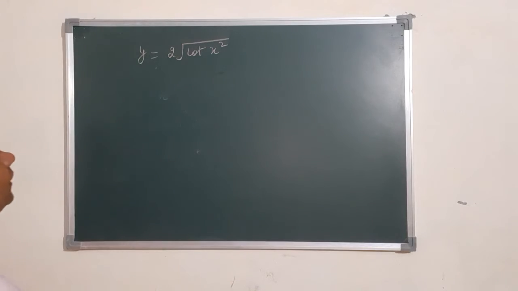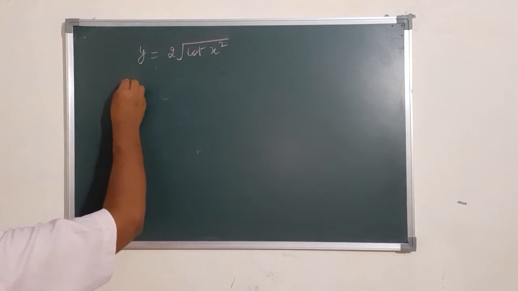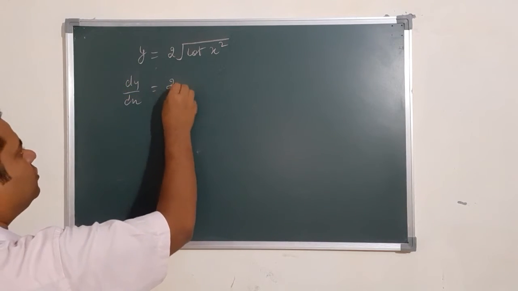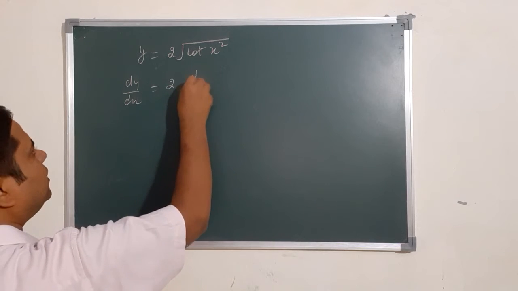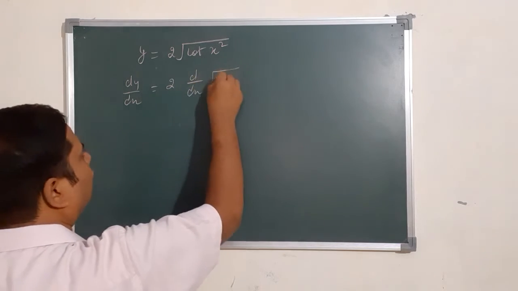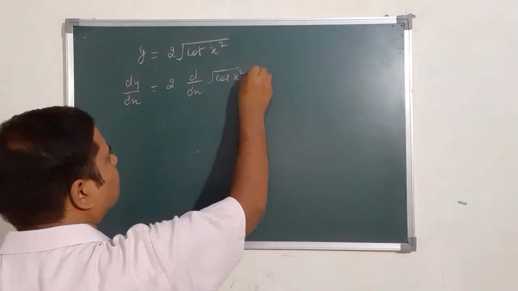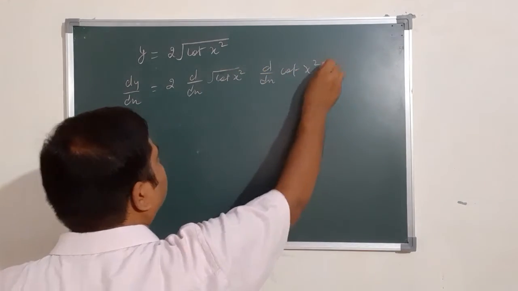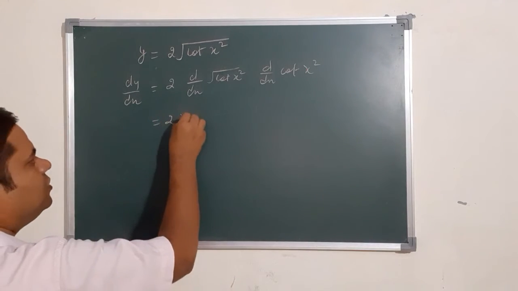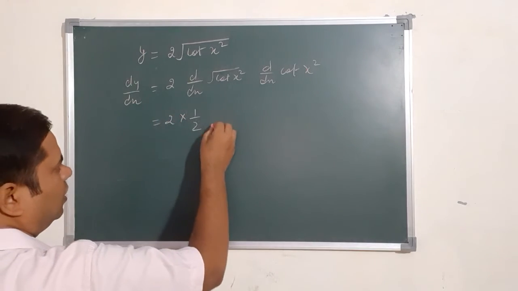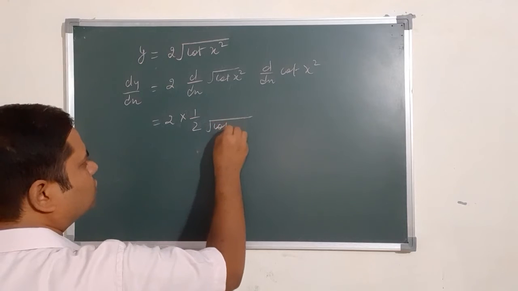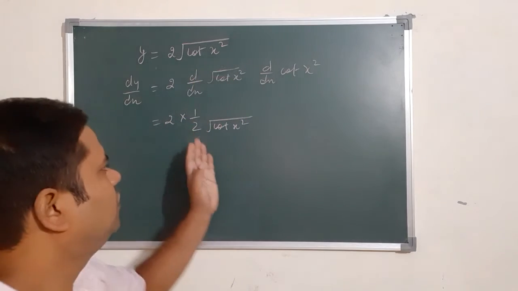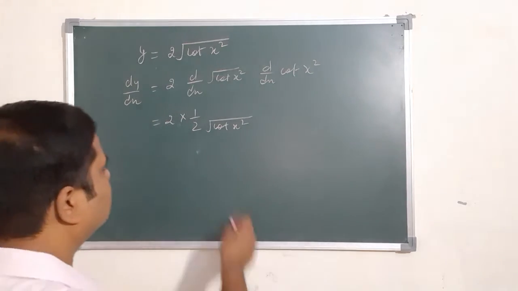2 root of cot x square, then dy by dx is nothing but 2 times d by dx of root cot x square, then d by dx of cot x square, and this is nothing but 2 into 1 by 2 root of cot x square, because this is supposed to be x, so x to the power 1 by 2, 1 by 2 root of x.